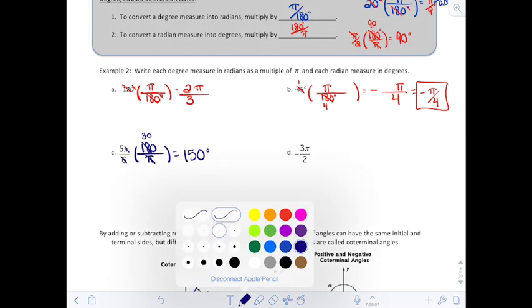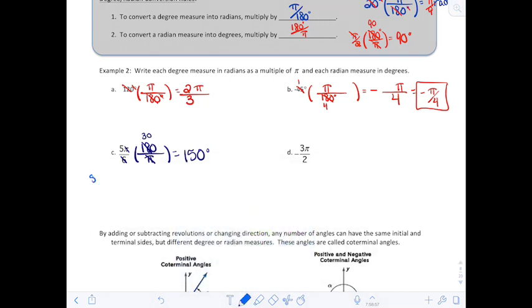Now the other way that you can do this is when you have radian measure, you can substitute 180 degrees for pi. You can do that. So I could have done 5 times 180 divided by 6. And again, that's going to give me 150 degrees. So that's maybe a quicker way to convert, but they both work.